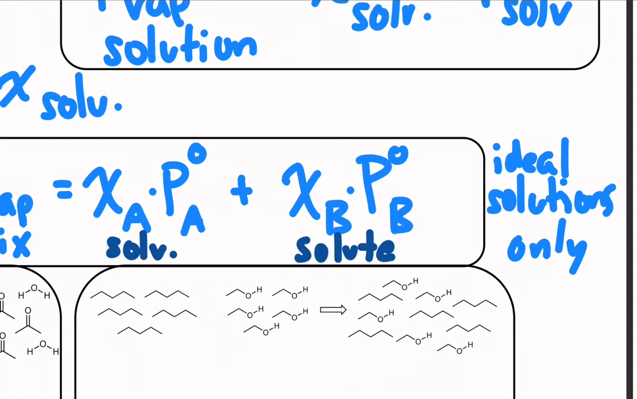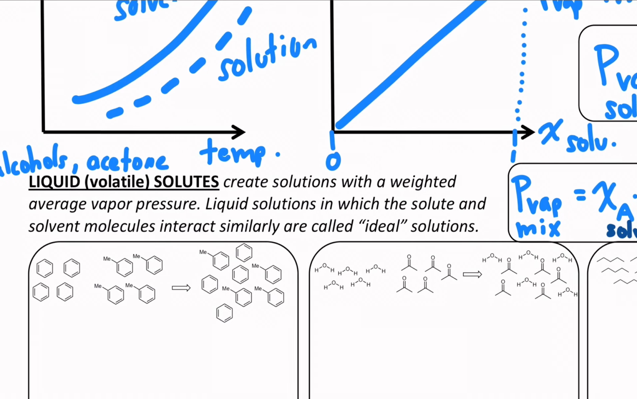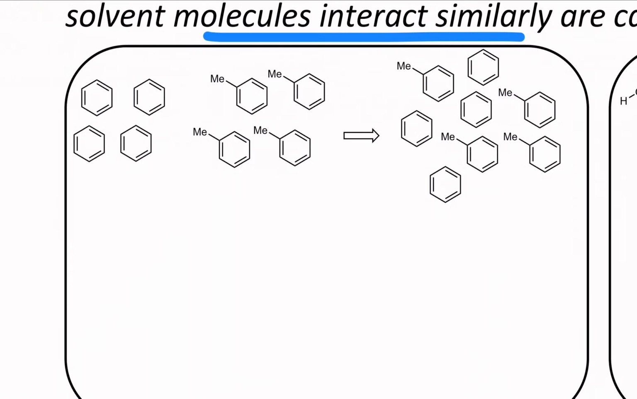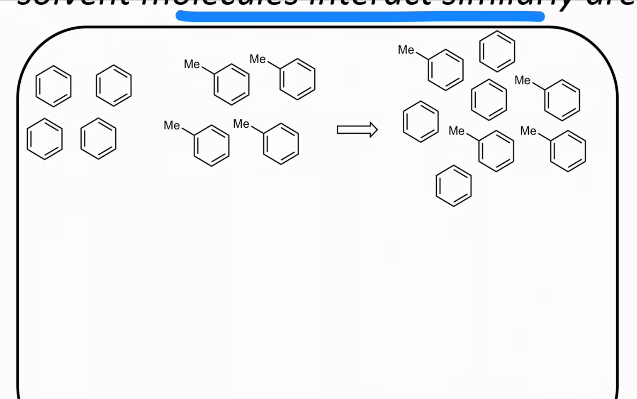And let me show what I mean by that. An ideal solution happens when the molecules interact similarly. So I have some pictures that show what happens when you make a mixture. And we'll start with an example of an ideal solution.